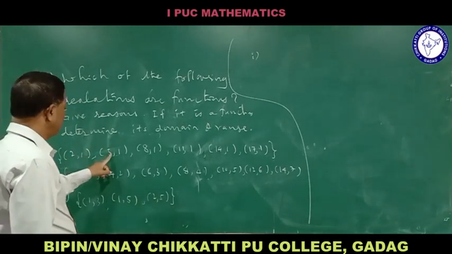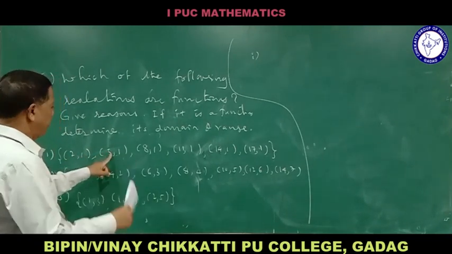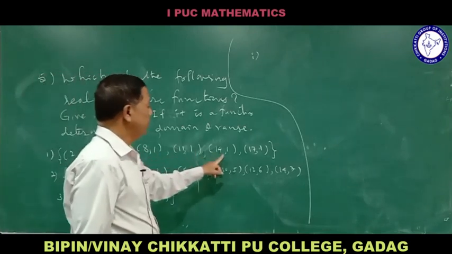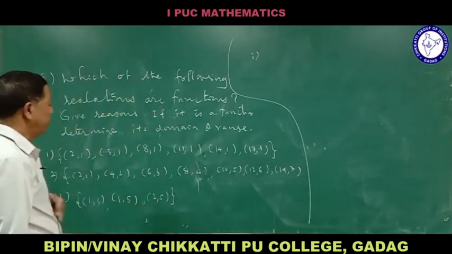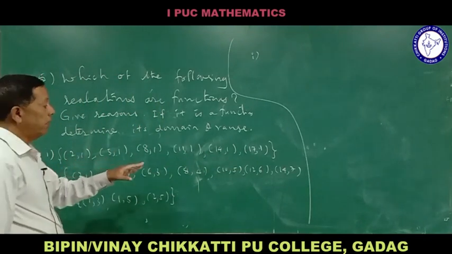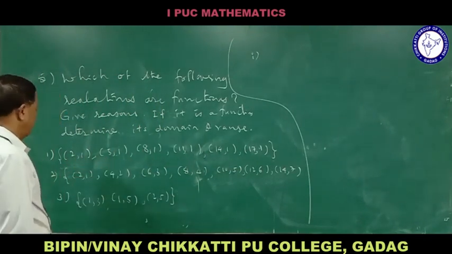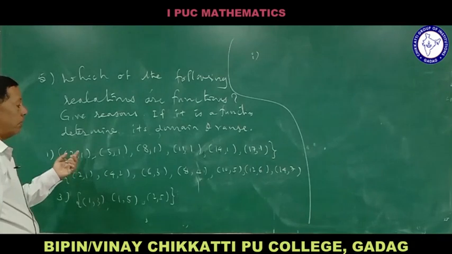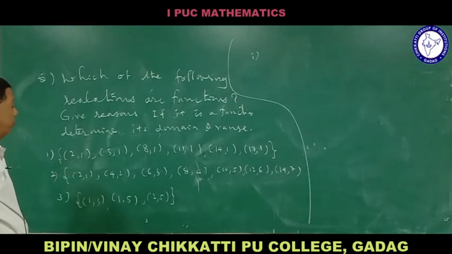2, 3 or 5, 5, 8, 11. So this is a function. Do you know why? Because no two ordered pairs have the same first element. It is a function. When it is a function, then you have to tell the domain and range.